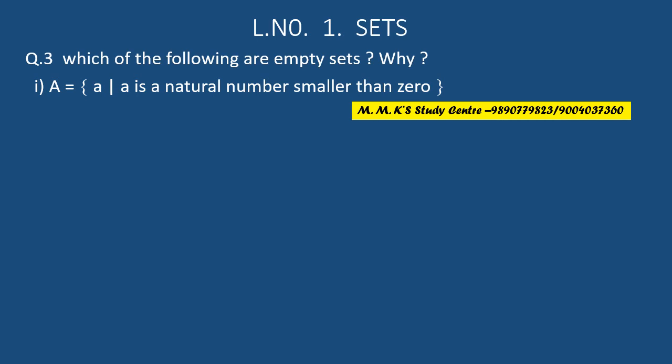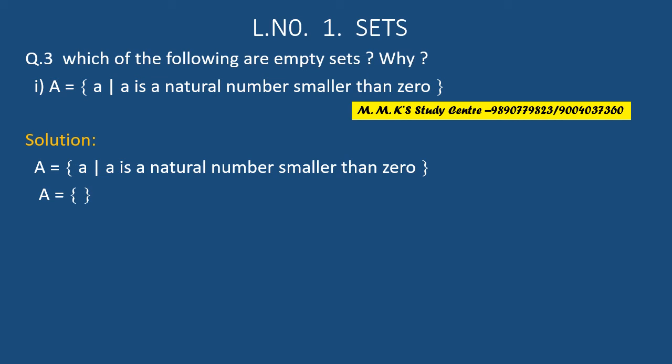A is a set of a such that a is a natural number smaller than 0. So natural numbers start from 1, children. So smaller than 0 are -1, -2. They are not natural numbers. So in the solution we can write directly, A is the empty set.